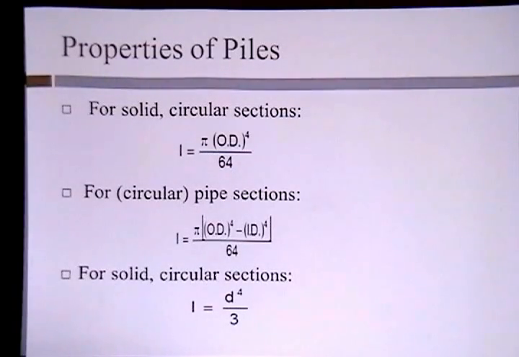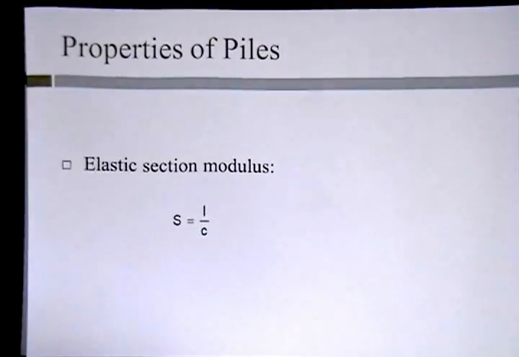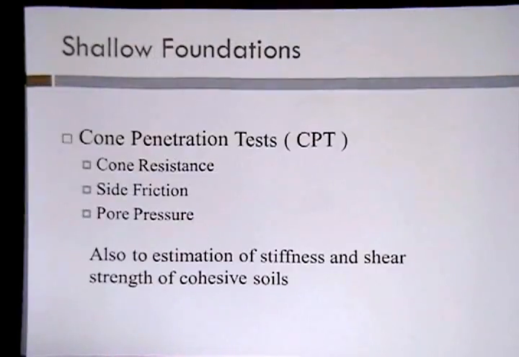The moment of inertia for various shapes may be computed with the following equations. It's also convenient to compute the elastic section modulus S. S is simply the moment of inertia divided by the distance to the outermost element.